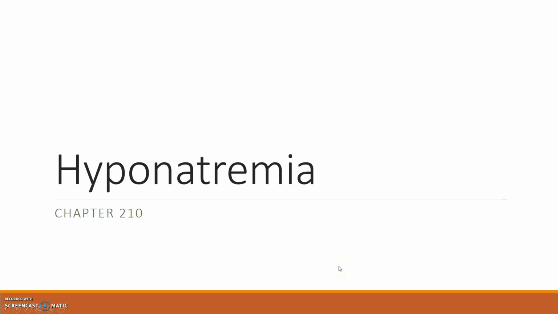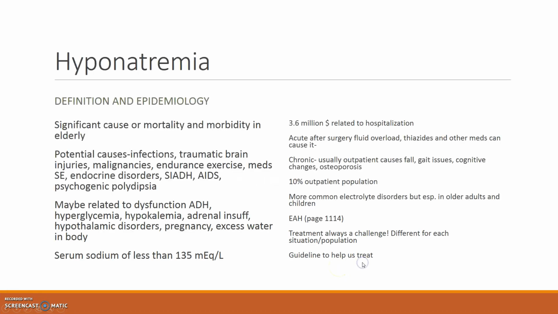Today we'll talk about hyponatremia. Hyponatremia is a really common electrolyte disorder, and it unfortunately is a significant cause of mortality and morbidity, particularly in older adults. Look at the cost associated, 3.6 million, and that's related mainly to hospitalization, but it's a significant financial drain on our healthcare system also.